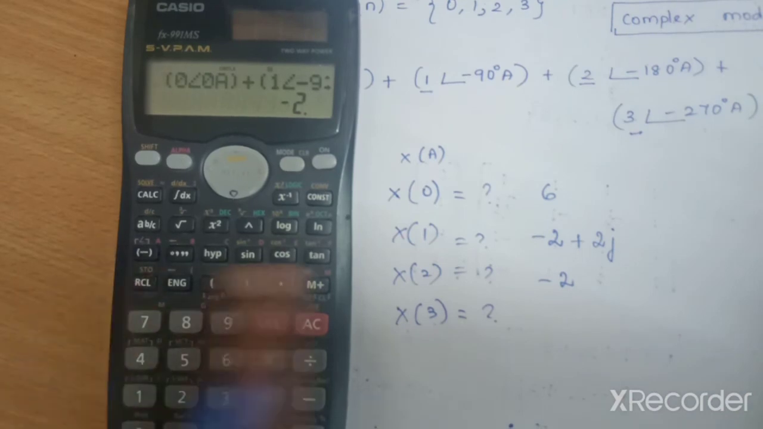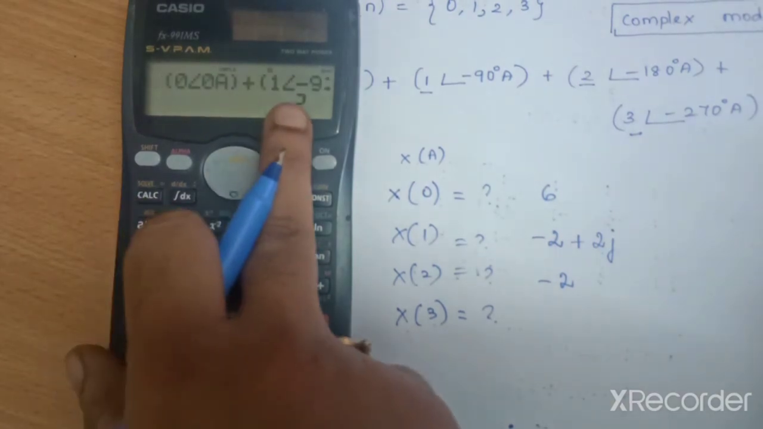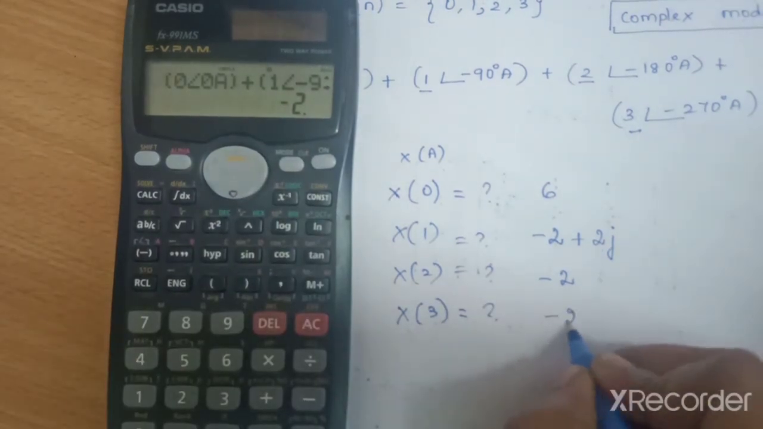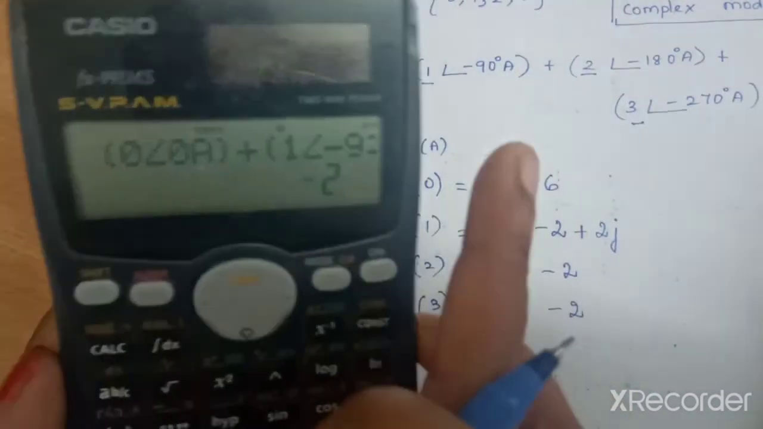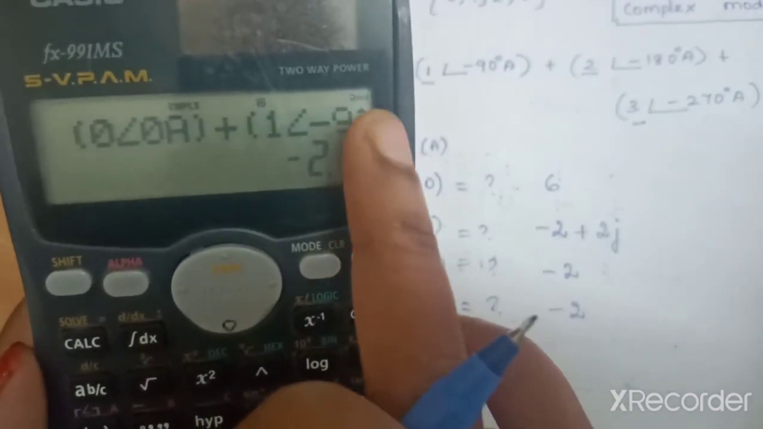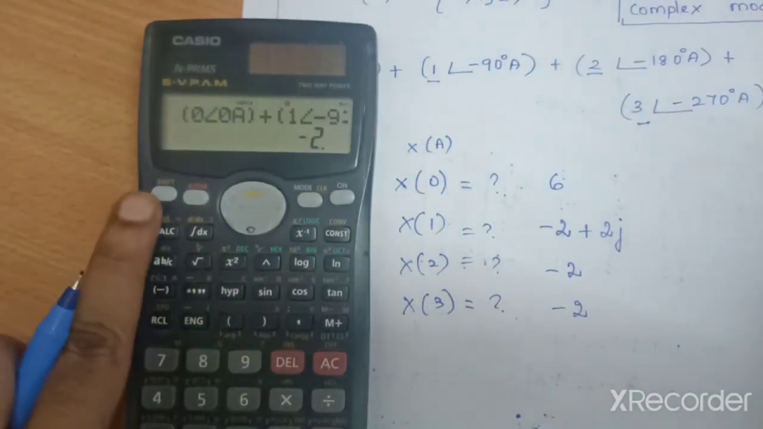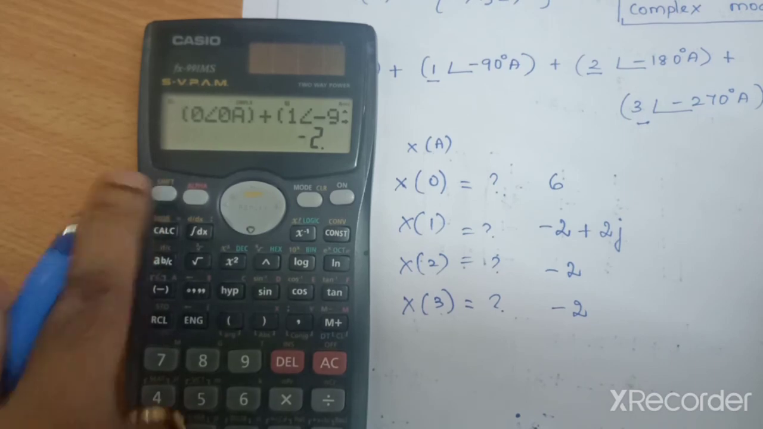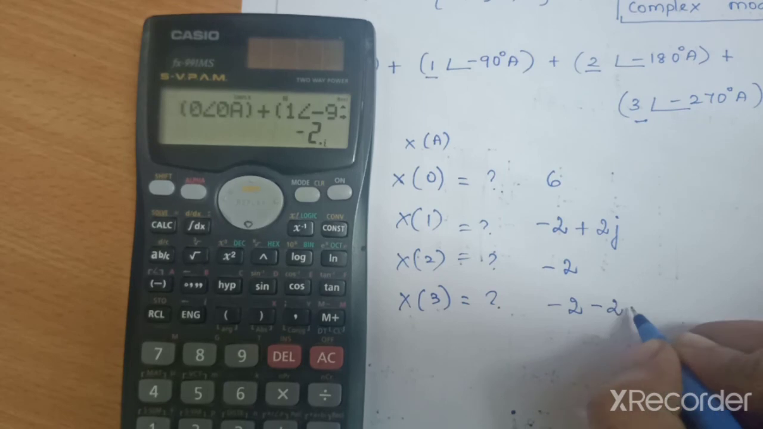Next we have to calculate x of 3. Press CALC, it will ask the value of A. Press 3 and the equal to symbol. Here we have minus 2, and you have noticed that we have an imaginary part. So it is denoted that it has an imaginary part. Shift equal gives the imaginary part of that value. So minus 2j will be the imaginary part.